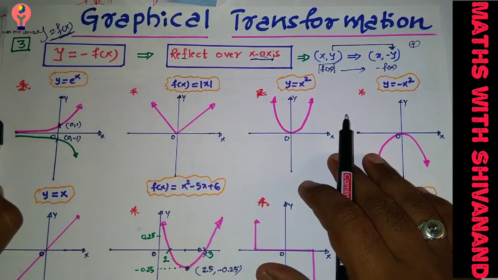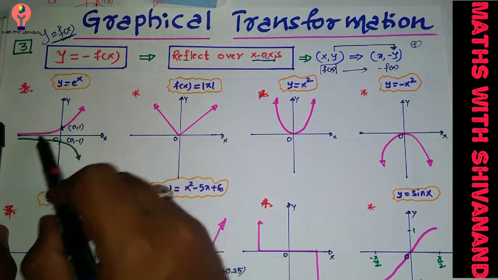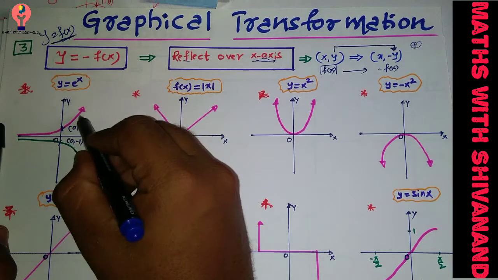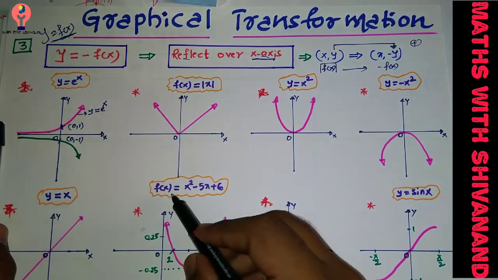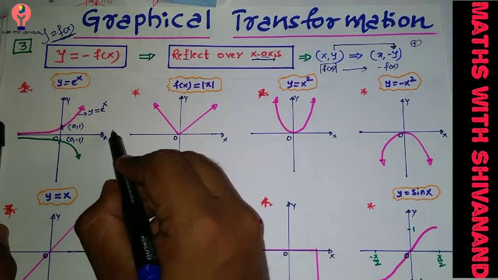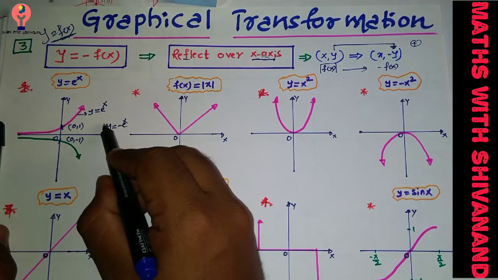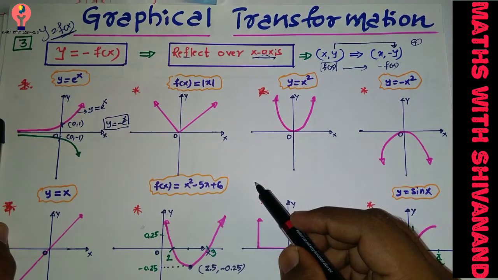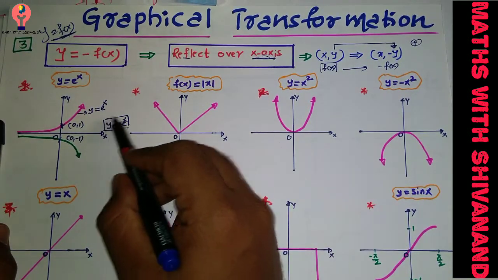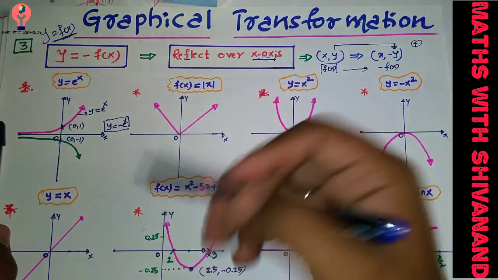Okay, we'll start our journey now. See the graph y is equal to e raised to x. The pink color graph is the graph of y is equal to e raised to x. Now if I multiply by a negative, I need to sketch the graph of y is equal to minus e raised to x. To draw y is equal to minus e raised to x, you need to reflect your graph over the x-axis.